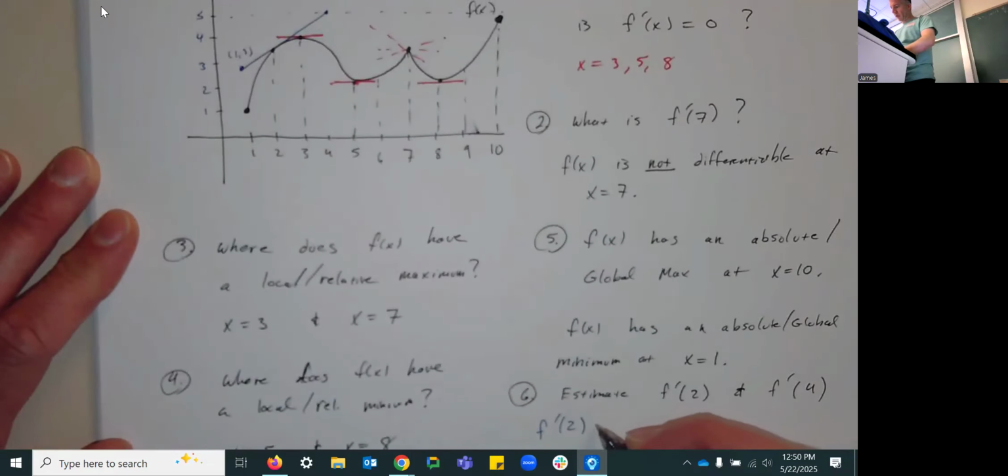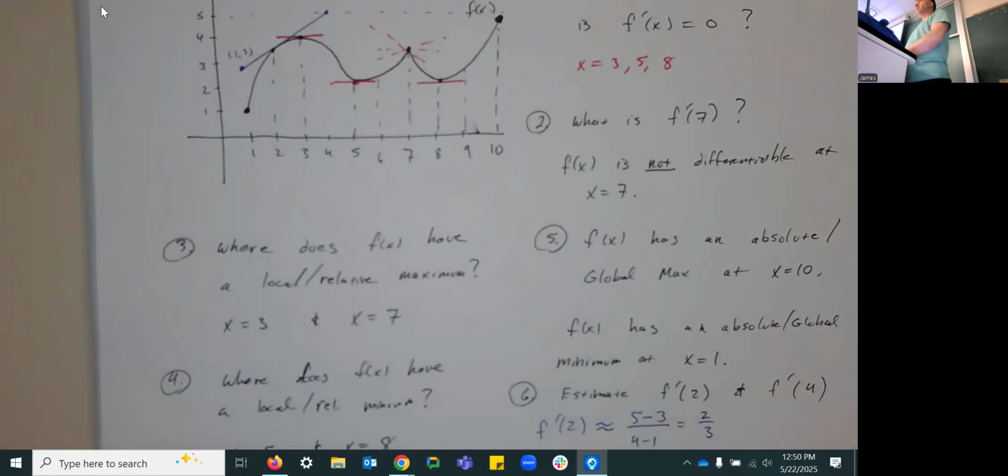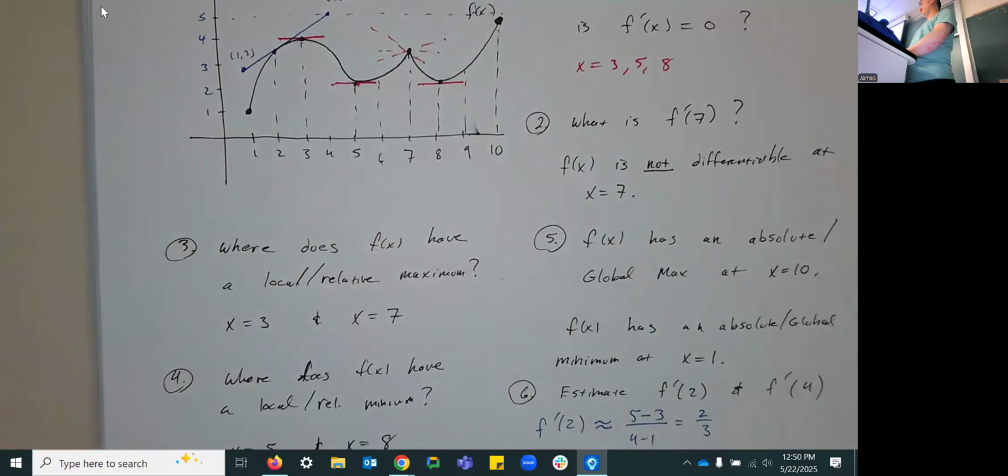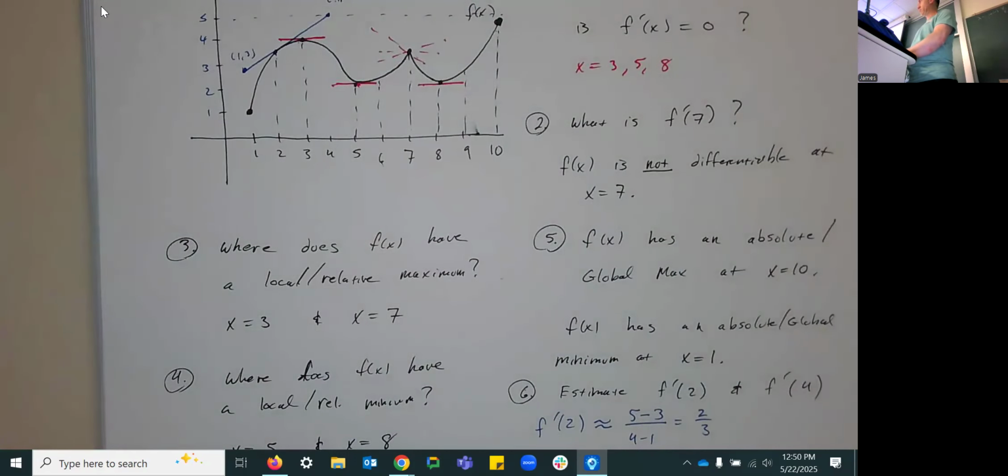Is approximately 5 minus 3, the change in the y values, over 4 minus 1, the change in the x values. So 2/3. It's a decent guess. But again, it's just a guess. And I could have drawn my tangent line more steeply because again, my graph isn't perfect. That was interesting.